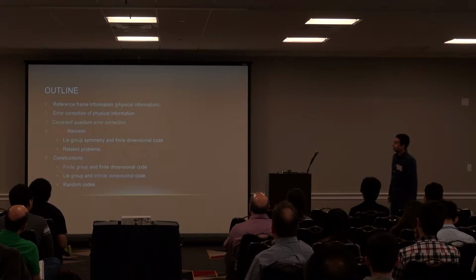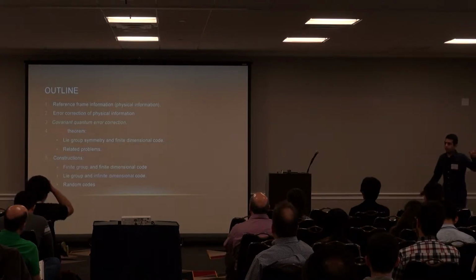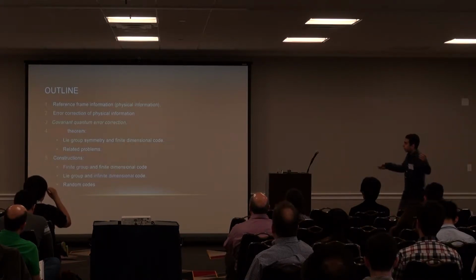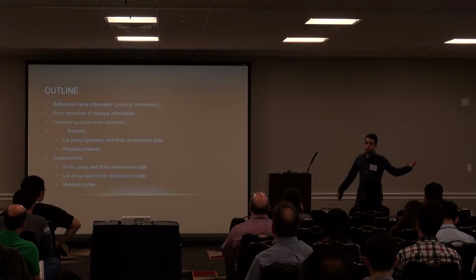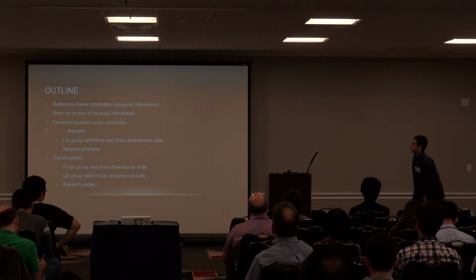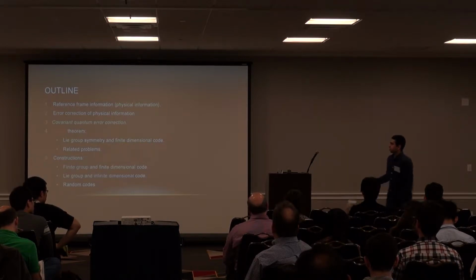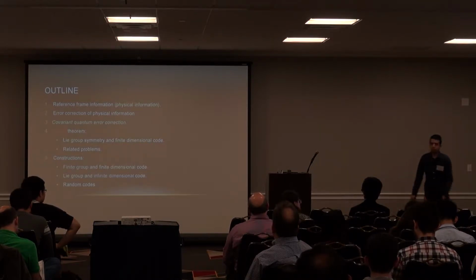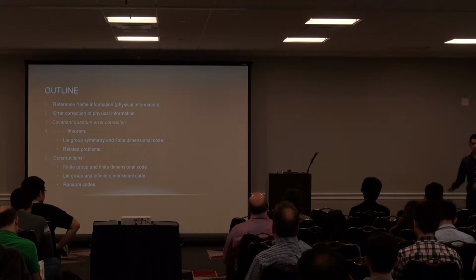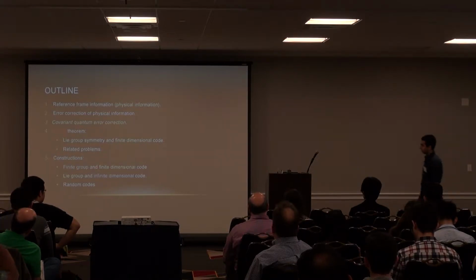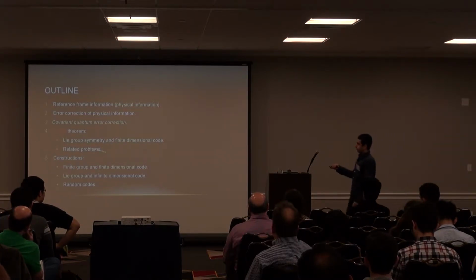I will show that if the symmetry group of the problem is a Lie group, such as the rotation group, and all of the codes are finite dimensional codes, like spins or qubits, then the quantum error correction of physical information is not possible. So it's totally unlike the usual case. And then I will mention some related problems.